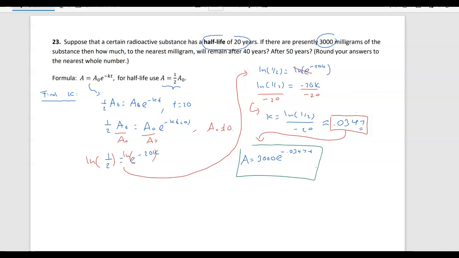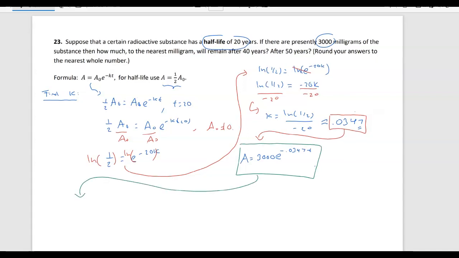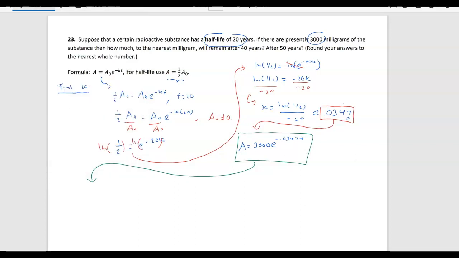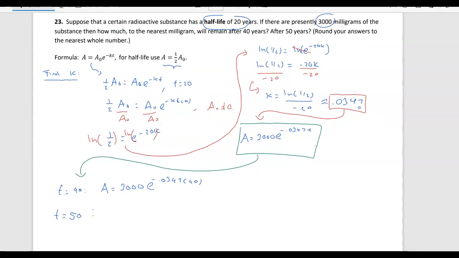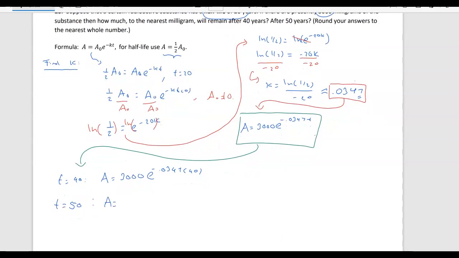And what we're going to do next is answer the question. Don't forget that this one happens to be an application. So all we're going to do is evaluate. They want how much quantity is left at 40 years and 50 years. So t is equal to 40. We're going to have that A is equal to 3,000 e to the negative 0.0347 times 40, and then also t at 50 years. We're going to be evaluating the same formula: A is equal to 3,000 e to the negative 0.0347 and then 50.